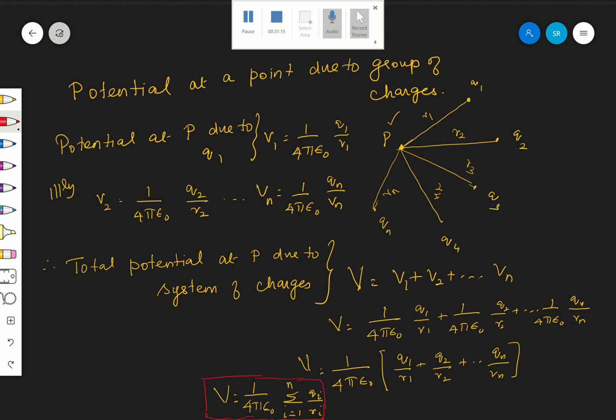That you have to use. Whatever charge is positive means potential is positive. Charge is negative means potential is negative. That is to be followed here. Now we'll go to one simple problem.